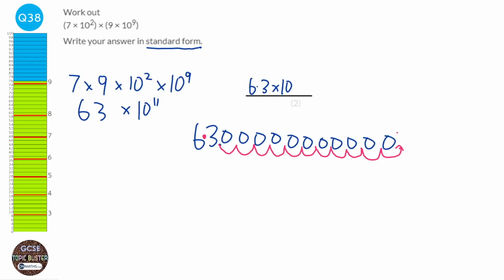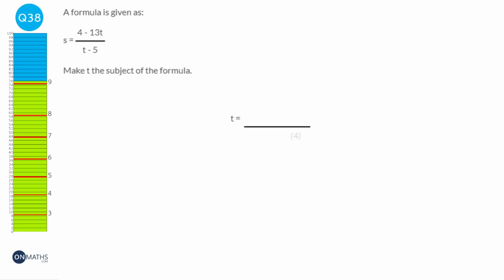So we go 1, 2, 3, 4, 5, 6, 7, 8, 9, 10, 11, 12. So it's going to be 10 to the power of 12. Now you don't need to do all the working out I've just shown there. You just need to know when you convert that 63 into a 6.3, you need to add 1 to the power. We're going to write this out again just to give us a bit more space.